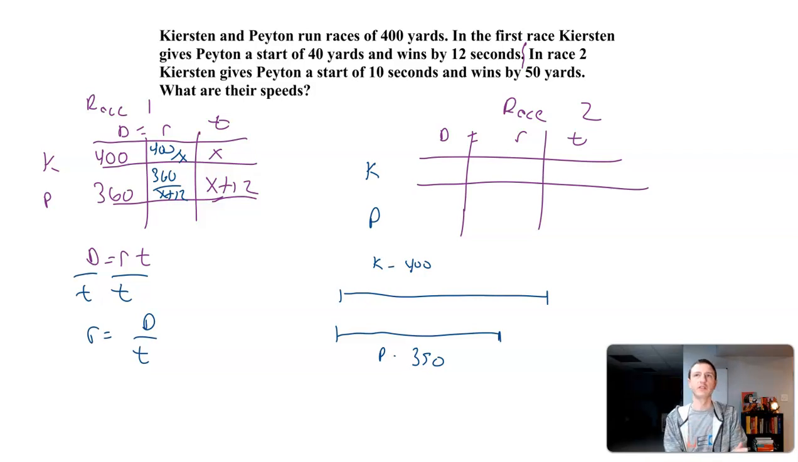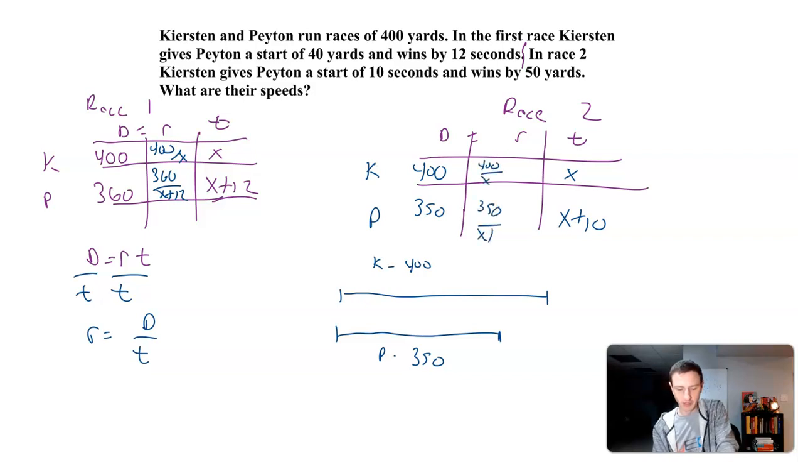We don't necessarily need to think of Peyton finishing the 400 yards and then we compare. We're saying, at 400 yards, Kirsten's done. What is Peyton doing? She's at 350 yards. So Kirsten's distance again is 400, Peyton's distance is 350. What else can we formulate here? It says Kirsten gives Peyton a start of 10 seconds and wins by 50 yards. So that means Kirsten ran for X again, and Peyton ran for 10 more seconds because she got a head start of 10 seconds. And then we can do the same thing for rate: 400 over X, and then 350 over X plus 10.